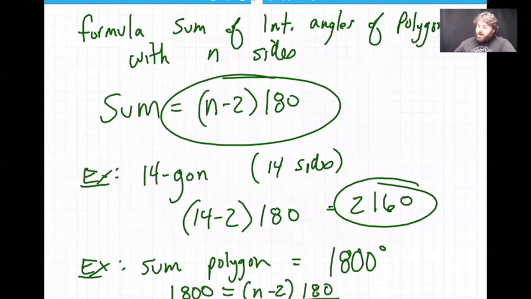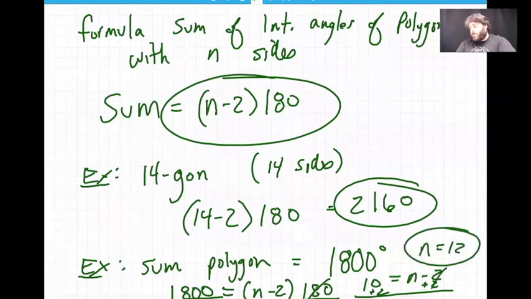So I can divide by 180. That's going to get rid of that 180, first of all. Got to do it on both sides. That cancels there. It leaves me with 10, right? 1,800 divided by 180 is 10. So I get 10 equals n minus 2. Then I just add 2 to both sides. I get 12. So that means the sum of the interior angles was 1,800 and it came from a 12-sided polygon. So you can use that formula in both directions, okay?